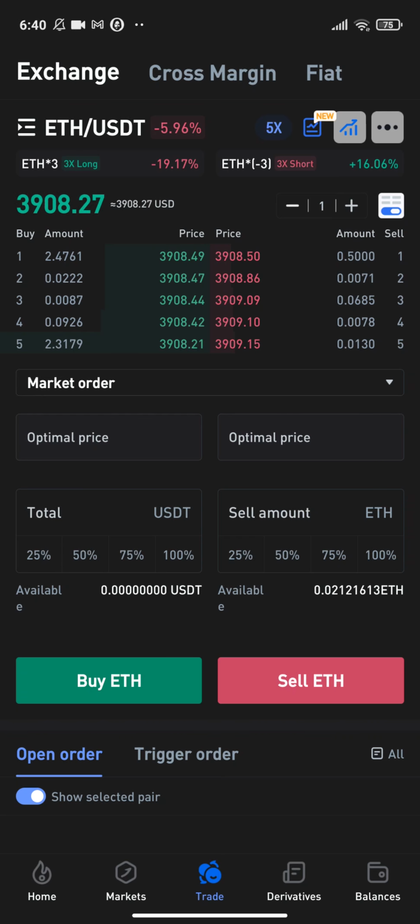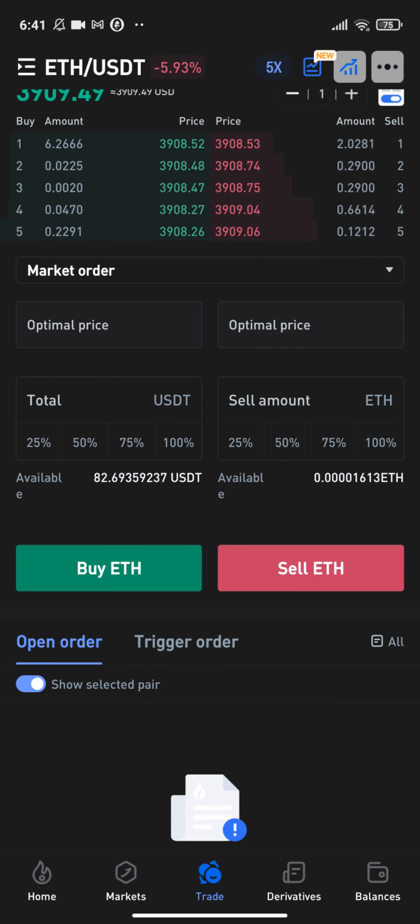I will choose here market order. I used to exchange all my Ethereum, 100%. And I will sell Ethereum and I will have USDT. Okay, wait for the best moment. Okay, here, successfully ordered. So now I have a lot of USDT here.